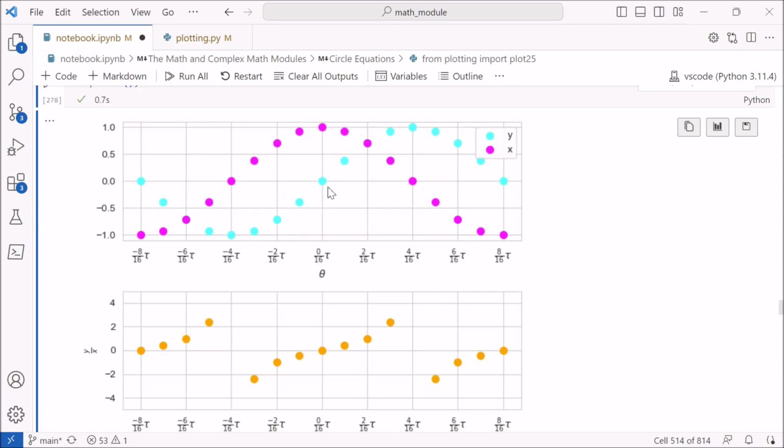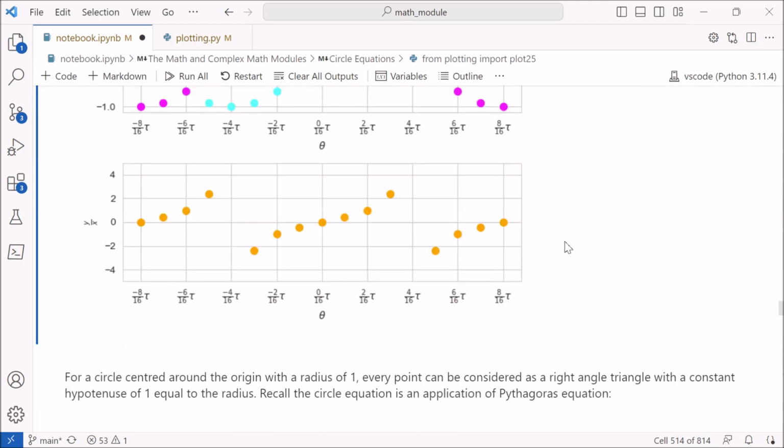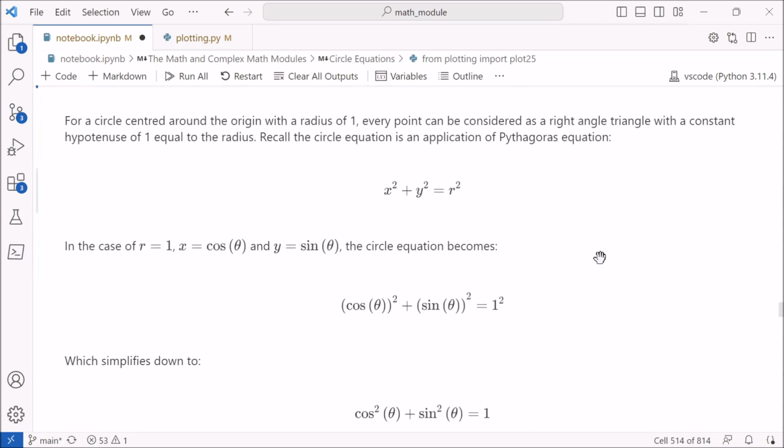So you've essentially got this 0 point, and notice that this is kind of straight and then it deviates as you get away from the center. For a circle centered around the origin with a radius 1, every point can be considered as a right angled triangle with a constant hypotenuse of 1 equal to the radius. So recall the circle equation is essentially an application of Pythagoras' equation.